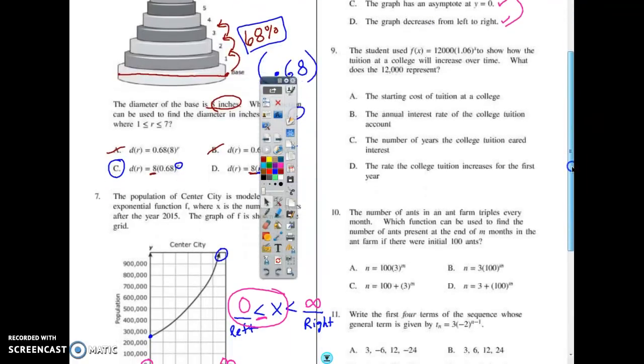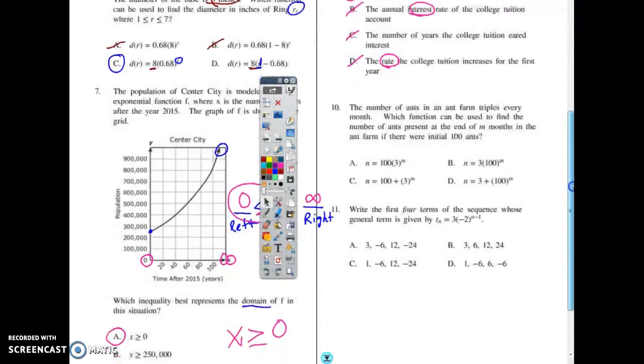We stopped at problem number 9. This one's a really, really easy one because it's talking about that 12,000 in the very front. That's the starting point, right? Or initial value. So you need to look for something that says similarly. So it says A is the starting cost of tuition at a college, maybe. B is the annual interest rate, no. C is the number of years the college tuition earned interest, no. And D is the rate the college tuition increased for the first year, no. The answer is A.